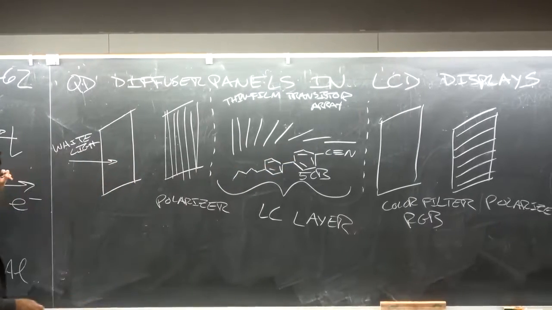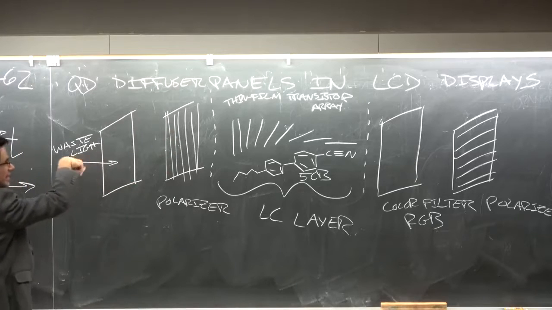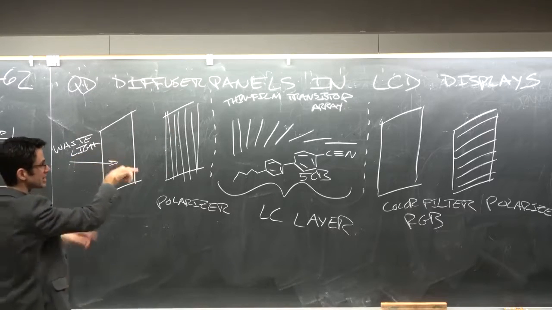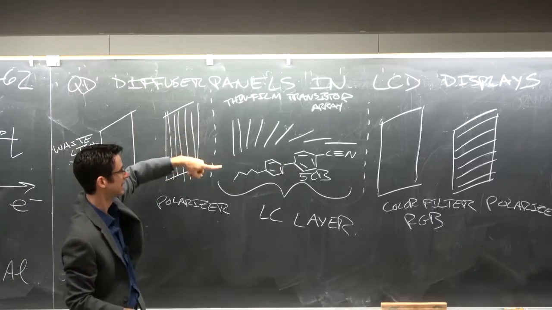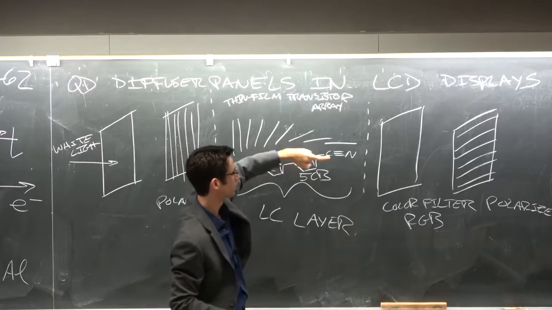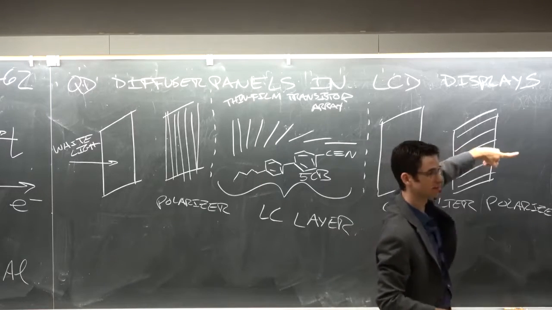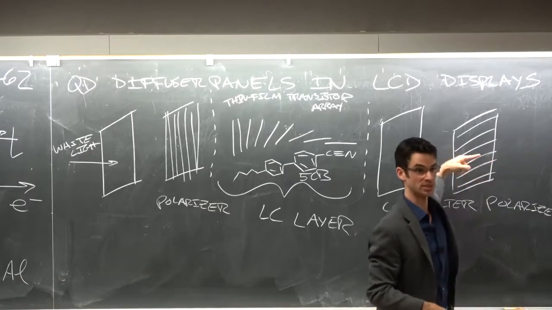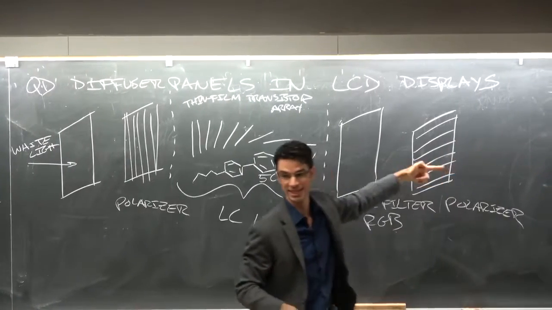Now what happens is that the white light comes in. The white light comes in in all polarizations. It goes through the polarizer, and then it's polarized along this axis, and then it slowly becomes polarized along this axis, goes through the color filter, and then it comes out the polarizer unchanged because it's already polarized by the liquid crystals when it comes out through this axis.